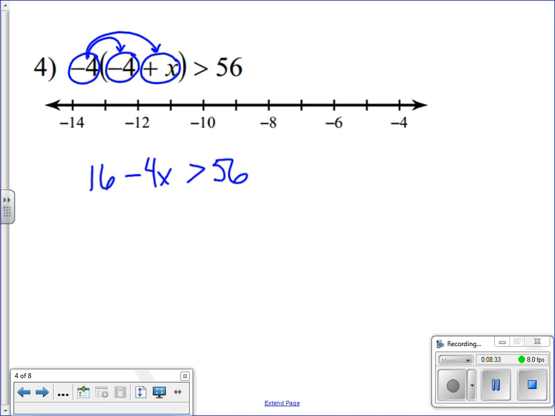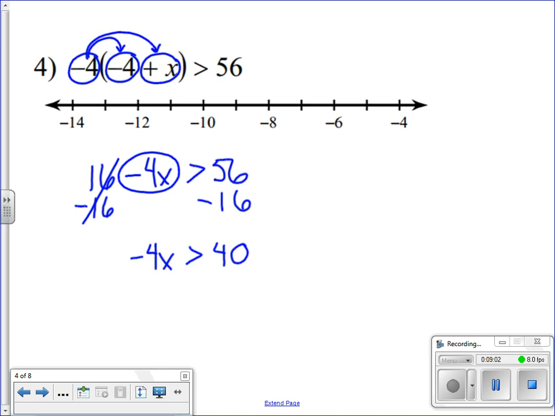All right, I'm going to get rid of my 16 by subtracting 16 from both sides. This cancels out. Don't forget, I have to have that whole thing here. This is a negative 4x that I'm bringing down. Is greater than 40. Remember, we are not switching the sign at all until we actually do a multiplication or division problem by a negative number to solve for my variable.